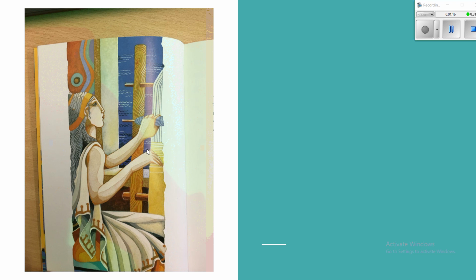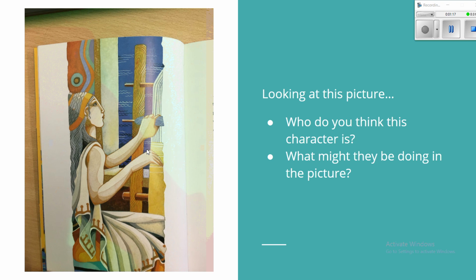You don't have to do any writing or anything, but I just want you to have a little think to yourself, looking at the picture, who do you think this might be? Have a think maybe about the prologue. And what do you think they're doing in the picture? What is she doing? Have a little think to yourself, and now I'm going to read through the chapter whilst you think, and maybe think of some more ideas as I read. Make sure you're following along with me. I've put the pages on the slides for you.